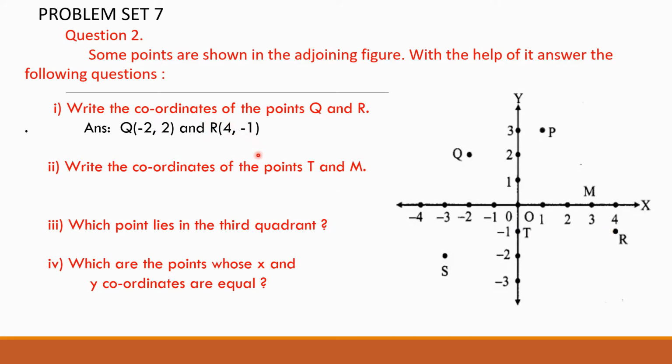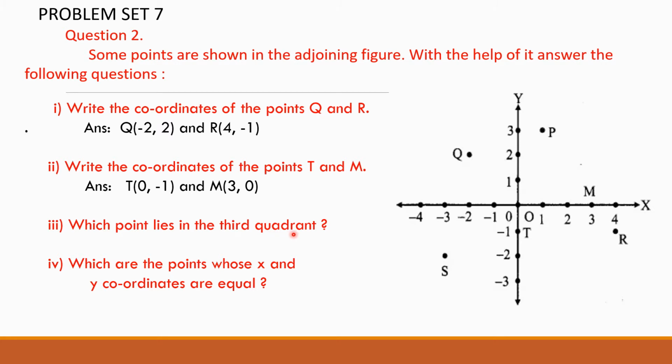Second question, write the coordinates of the points T and M. Here the point T lies on the y-axis, therefore its x-coordinate is 0. Therefore the coordinates of T are 0 and negative 1. The point M lies on the x-axis, therefore its y-coordinate is 0 and the x-coordinate is 3, therefore the coordinates of M are 3 and 0. And your third question, which point lies in the third quadrant?